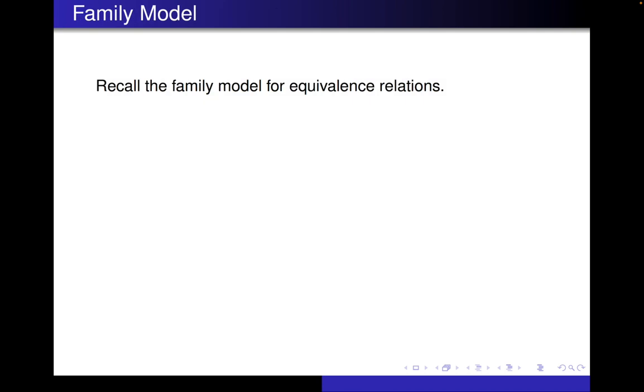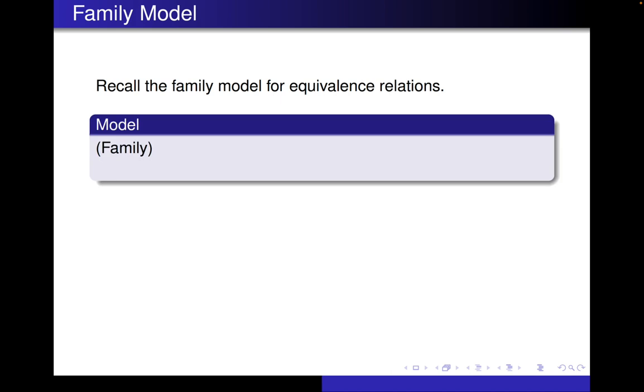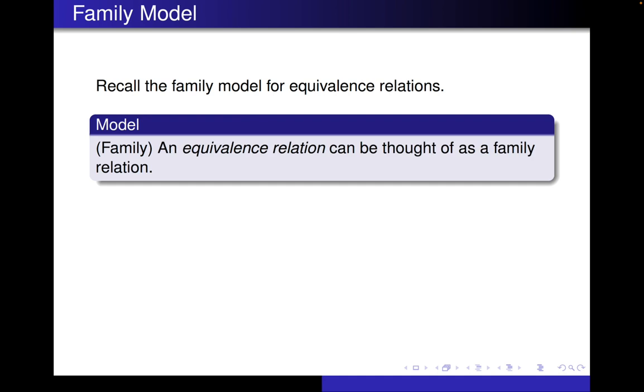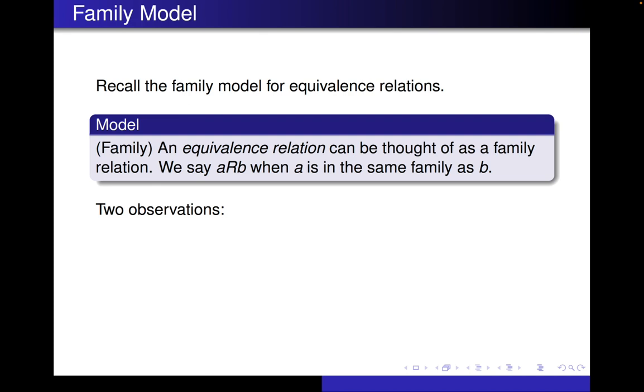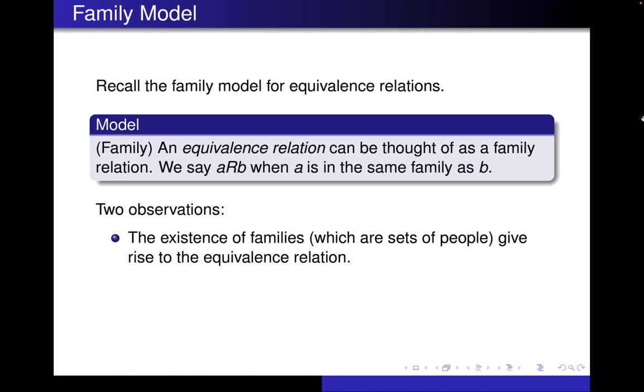All right, so another thing I want you to review is the family model for equivalence relations. And remember, in this one, we were thinking of an equivalence relation as a family relation. In other words, we say A is related to B is something like A is in the same family as B. And that's what gave rise to the three properties: reflexive, symmetric, and transitive. So I want to have two observations about this model. First of all, the fact that families exist, and these families are sets of people, give rise to the equivalence relation. So once we have the families, that helps us define what the equivalence relation is.